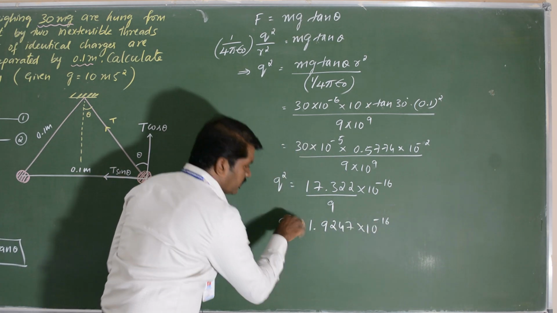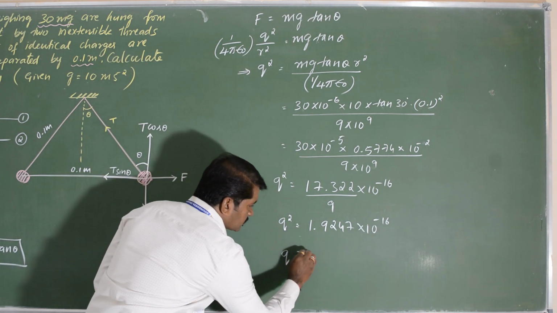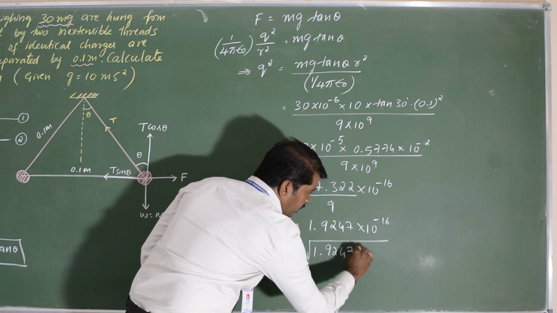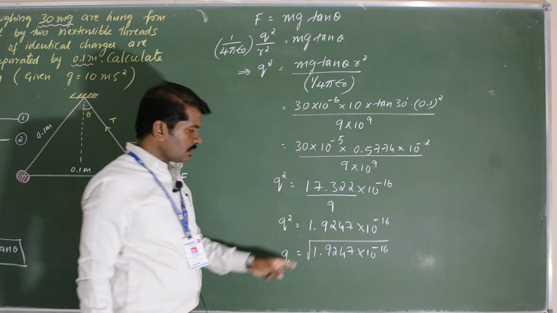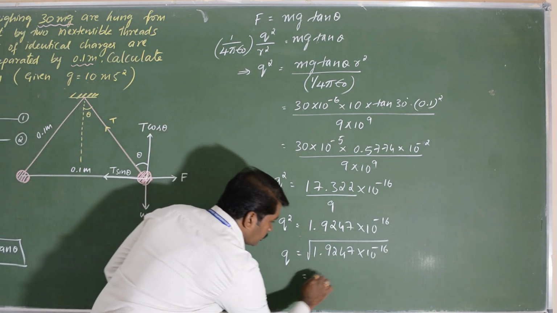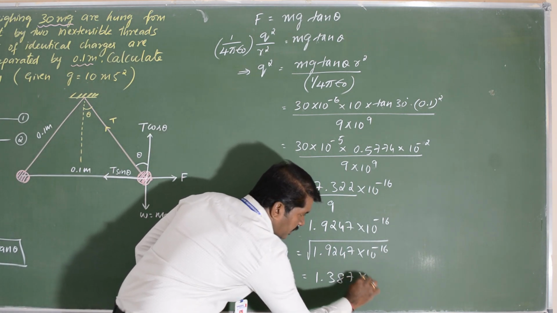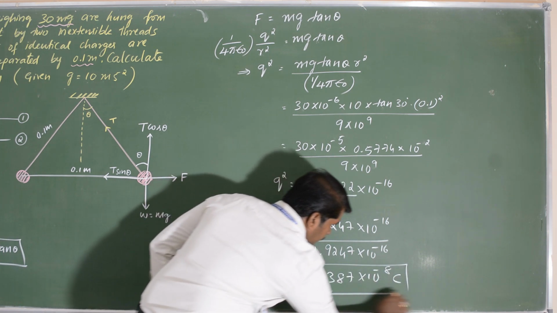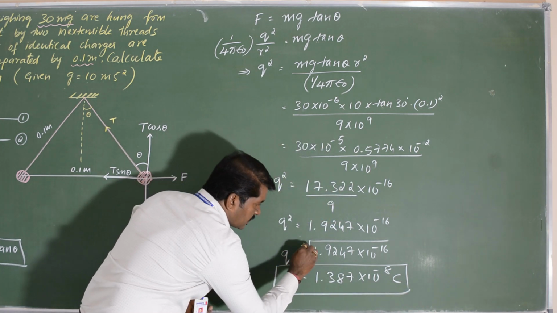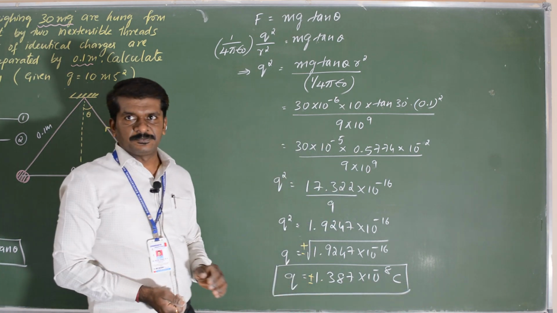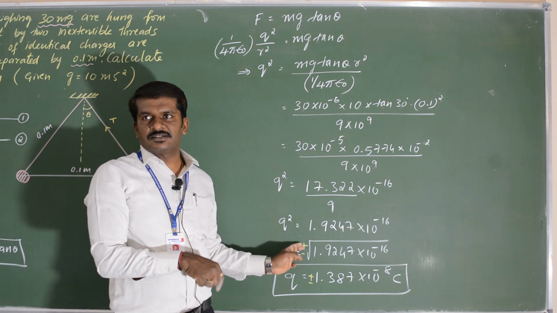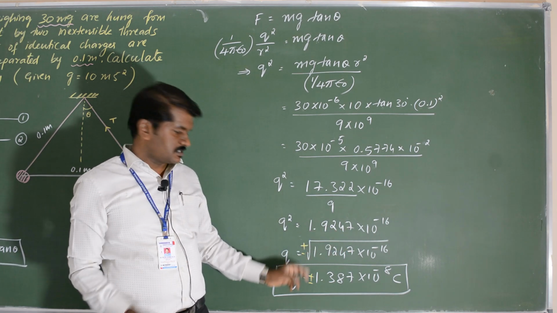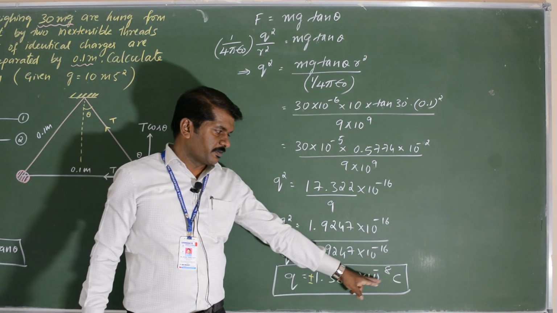This is Q square. If you take the square root, Q is equal to the square root of 1.9247 into 10 power minus 16. Taking the square root of this, we get 1.387 into 10 power minus 8 coulomb. So this is the value. Or we can take this as plus or minus. Why plus or minus? It may be a positive charge or it may be a negative charge. Therefore, if you take the square root, we get plus or minus 1.387 into 10 power minus 8 coulomb.